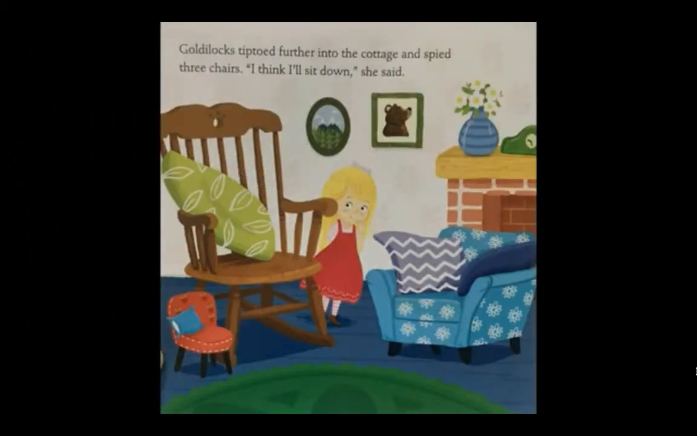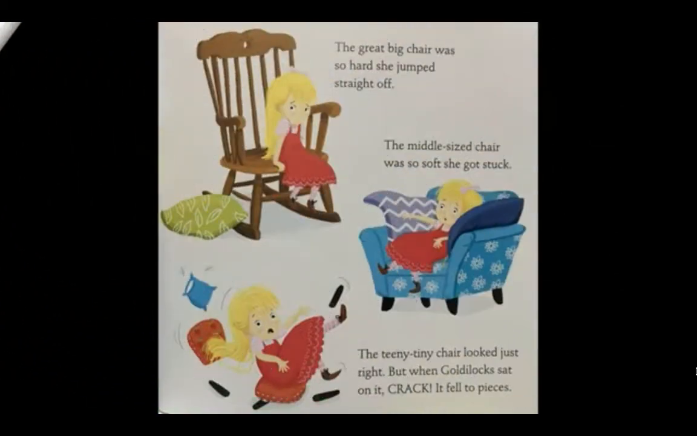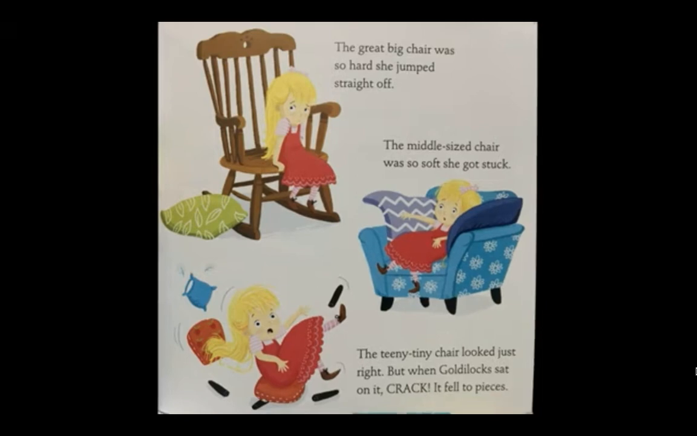Goldilocks tiptoed further into the cottage and spied three chairs. "I think I'll sit down," she said. The great big chair was so hard she jumped straight off. The middle-sized chair was so soft she got stuck. The teeny tiny chair looked just right. But when Goldilocks sat on it, crack! It fell to pieces.